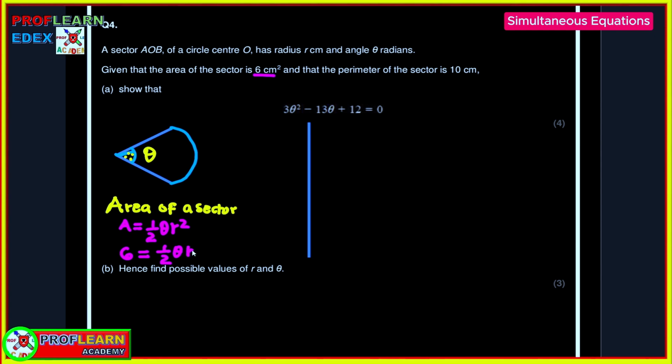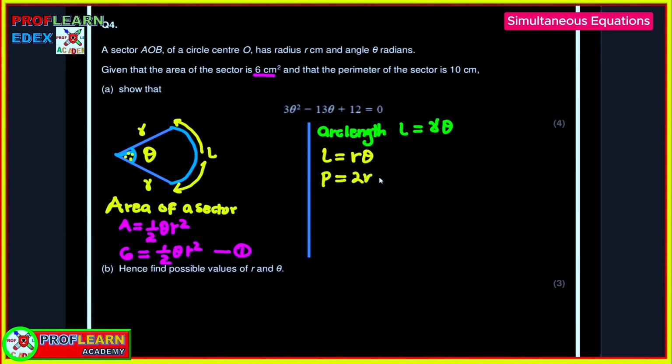Since we were given the area of the sector as 6 centimeters square, we can substitute r because we take the radius to be r, and the angle is theta. Then we can use the formula for arc length, which is r theta, in order to work out the perimeter of the figure. So remember, arc length is r theta, but perimeter is 2r plus r theta. Perimeter is distance all round, and r theta is the arc length of the curved part of that sector.